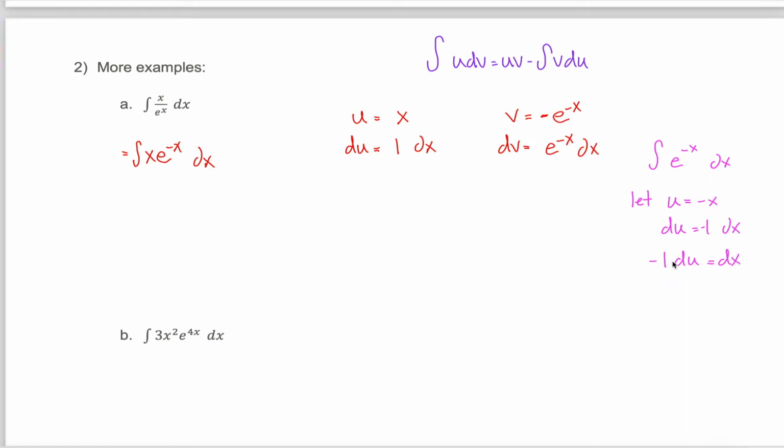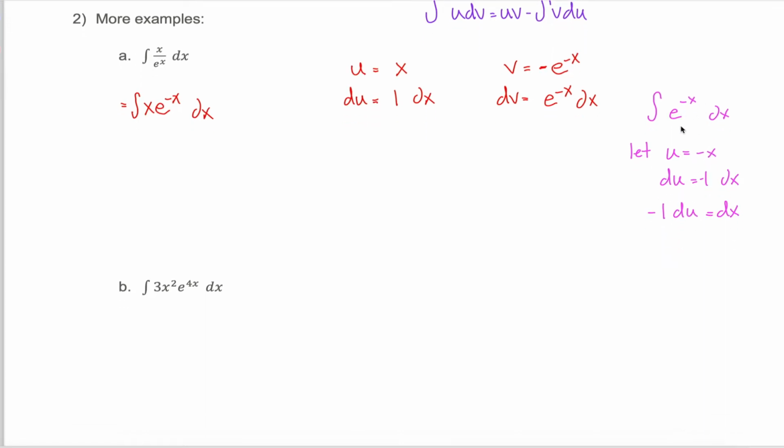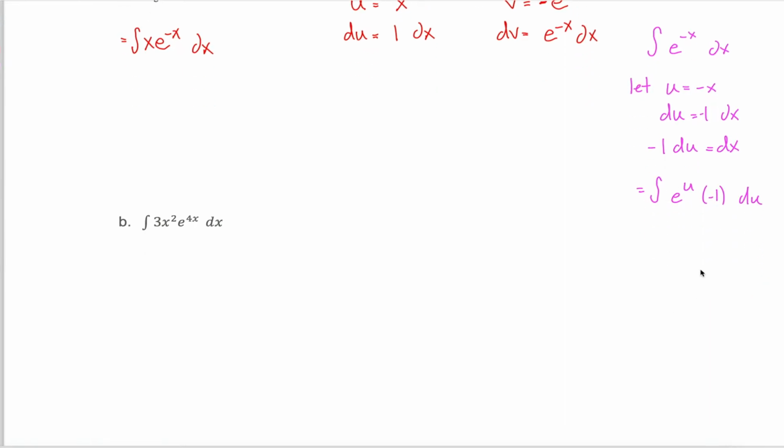I can now use this top line and this third line to substitute in here and rewrite this integral as the integral of, instead of e to the negative x, e to the u power, and then instead of dx, negative 1 du. This is an integral I can evaluate. Because negative 1 is just a constant, I pull it out in front of the integral symbol, and I have to figure out the antiderivative of e to the u du.